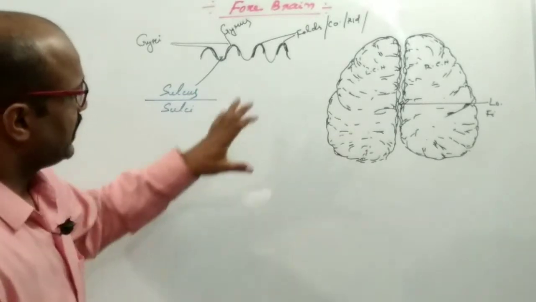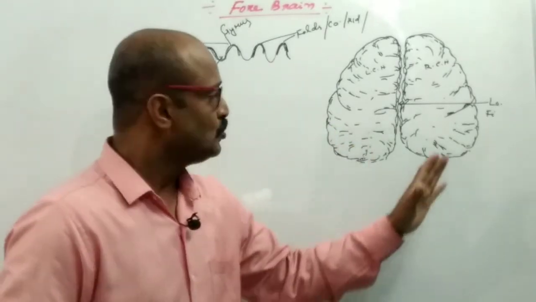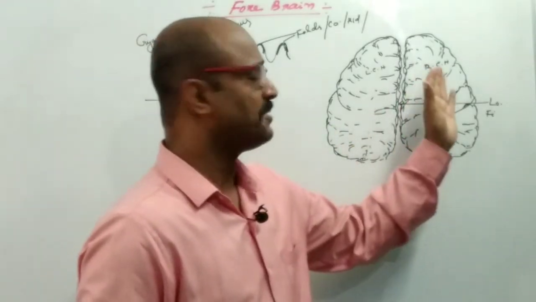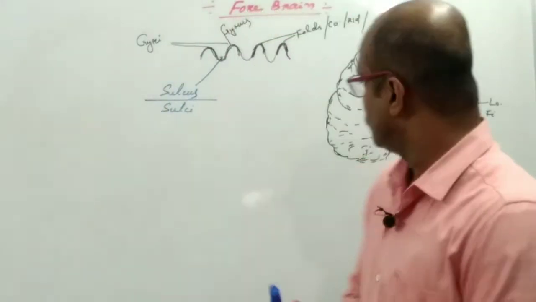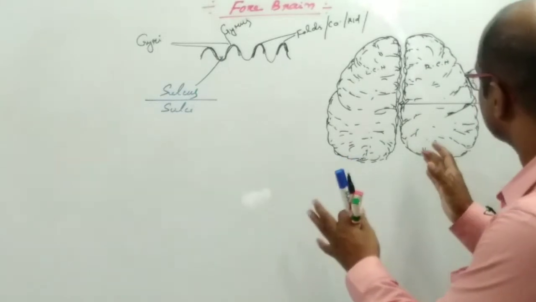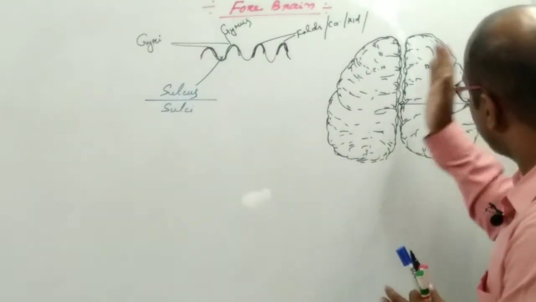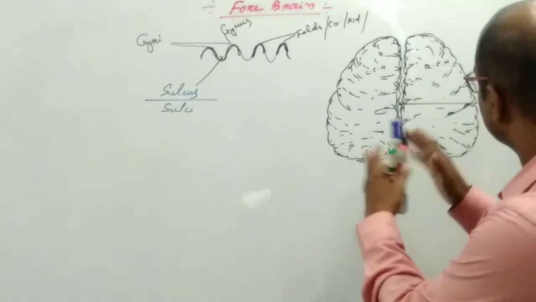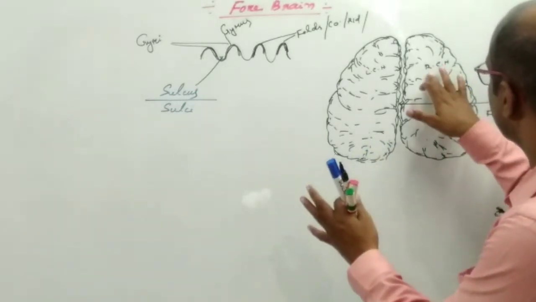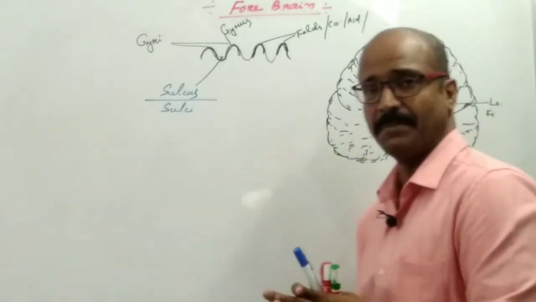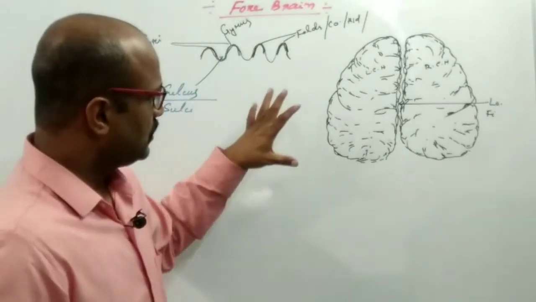So from this figure, it is confirmed that the cerebrum is divided into two hemispheres, one the right cerebral hemisphere, another the left cerebral hemisphere. The division of the hemispheres takes place by the presence of the longitudinal fissure, which partially divides the cerebrum into two halves, the right cerebral hemisphere and the left cerebral hemisphere.